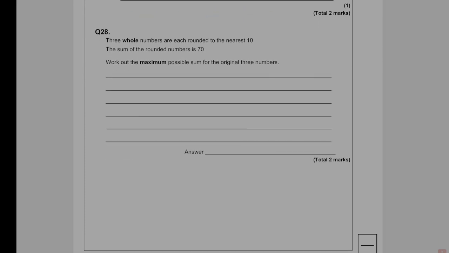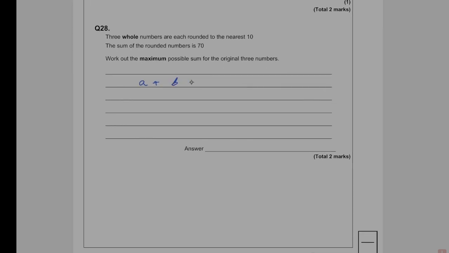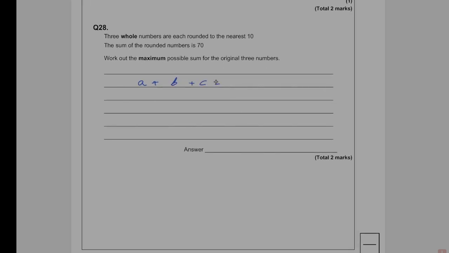Okay, question 28. Three whole numbers are each rounded to the nearest 10. The sum of the rounded numbers is 70. Work out the maximum possible sum for the original three numbers. Okay, so let's add some context to this. So three whole numbers, let's call them A, B, and C. A plus B plus C is equal to 70. Work out the maximum possible sum for the original three values.